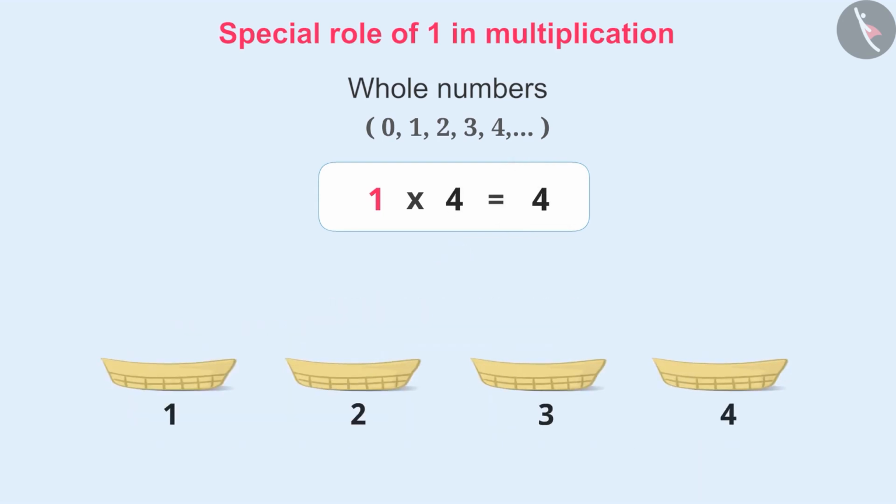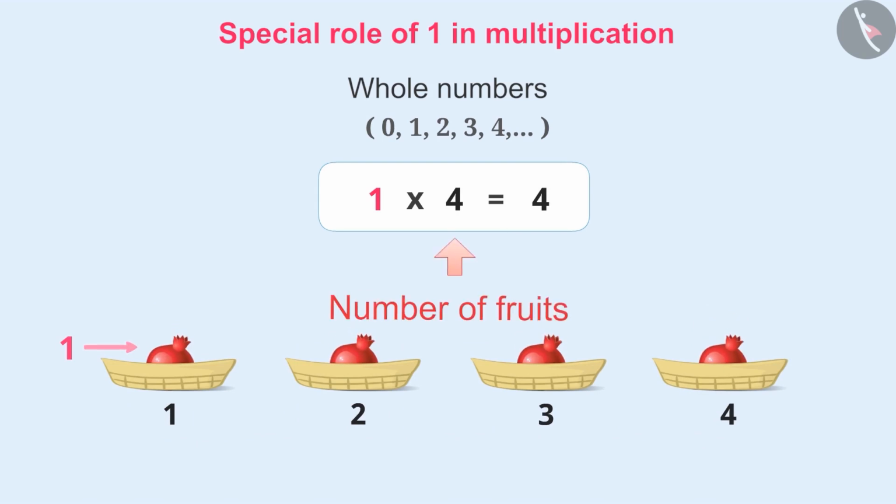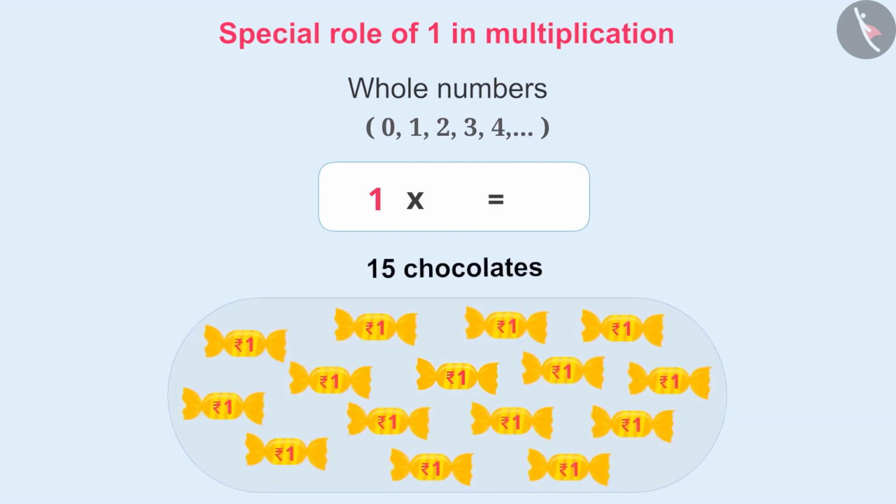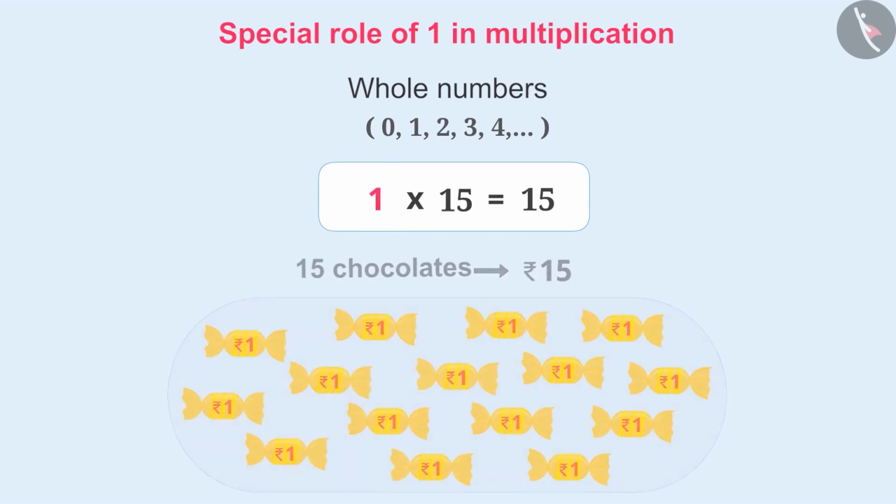There are 4 baskets. If 1 fruit is kept in each basket, then the number of fruits will be 1 multiplied by 4, which is 4. Similarly, if the cost of each chocolate is rupee 1, then the cost of 15 chocolates will be 15 rupees. Why? Because 1 multiplied by 15 is equal to 15.